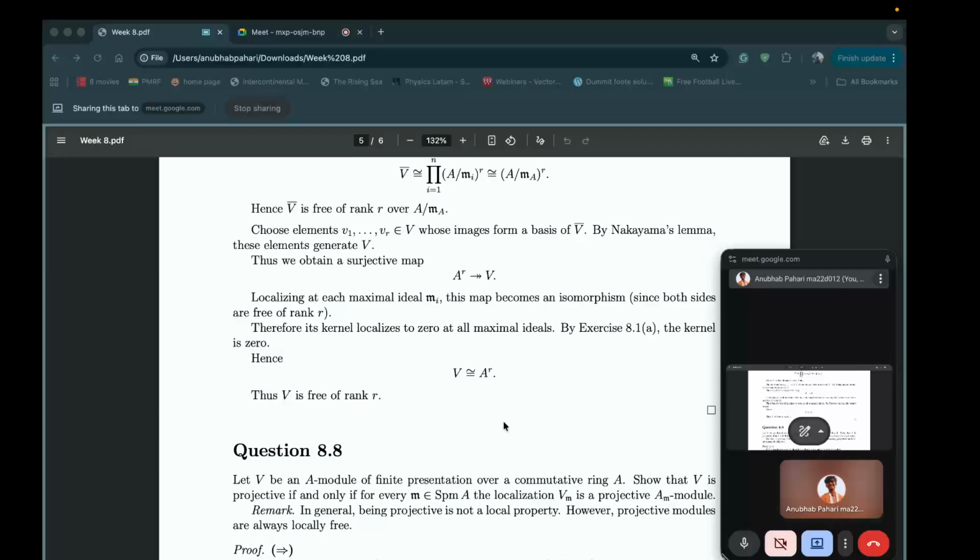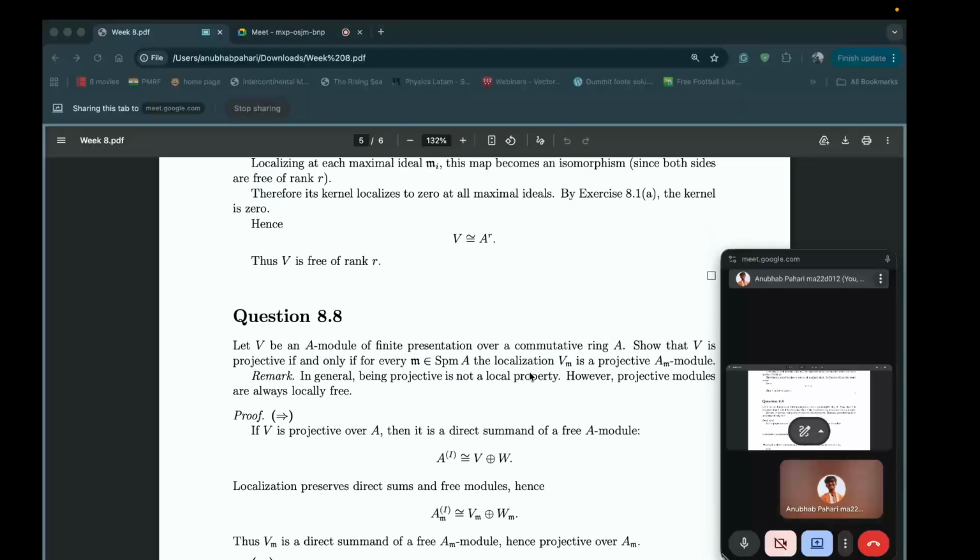Therefore its kernel localizes to 0 at all maximal ideals. By exercise 8.1 of A, the kernel is 0. Hence V is isomorphic to A^r. Thus V is a module which is free of rank r.